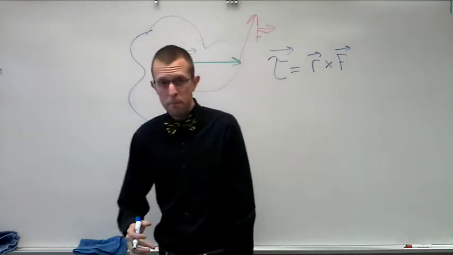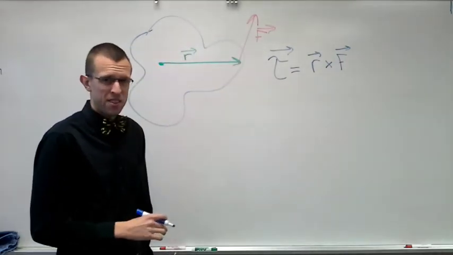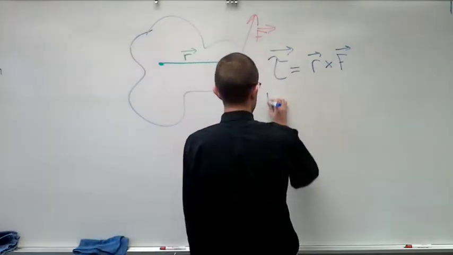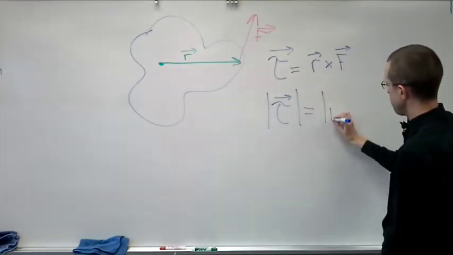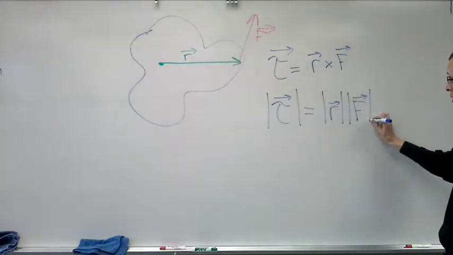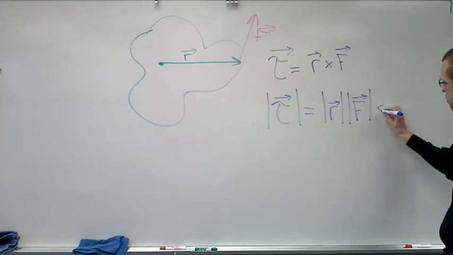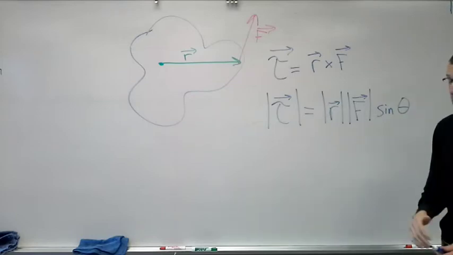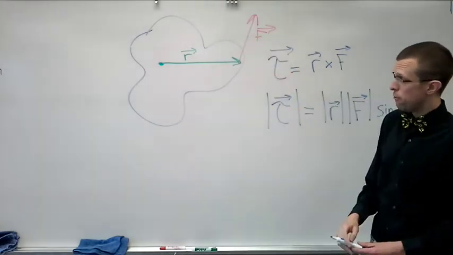Since we only care about magnitudes, we don't really have to get into too much detail about what the cross product is and how we figure out direction for that. We're only going to look at the magnitude of torque. So the magnitude of torque we can calculate as the magnitude of our r vector times the magnitude of our f vector, and then we also have this direction piece that matters. We'll have the sine of some angle theta. The angle theta is the difference in directions between the r vector and the f vector.